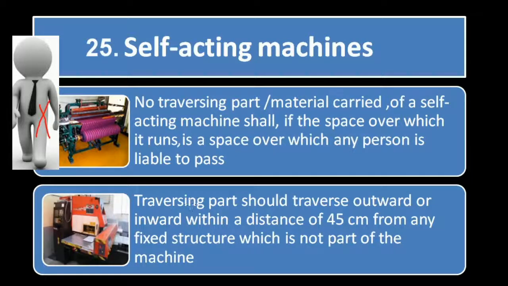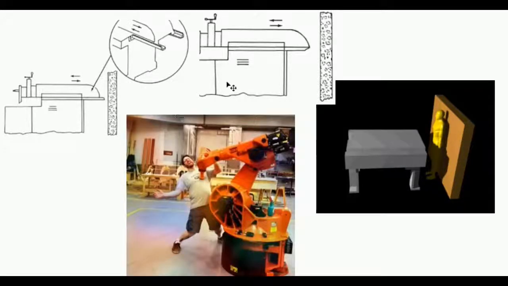Similarly, the transversing part should transverse outward or inward within a distance of 45 cm from any fixed structure which is not part of the machine. And in this image you can see this is the transversing part, and there is a fixed structure over here. Consider this as wall. So the distance between this transversing part and this wall should be 45 cm. Okay, it should be minimum 45 cm. We'll learn this with more examples.